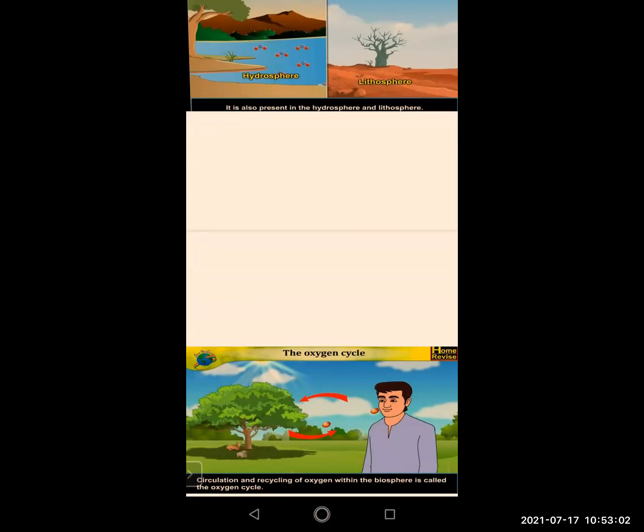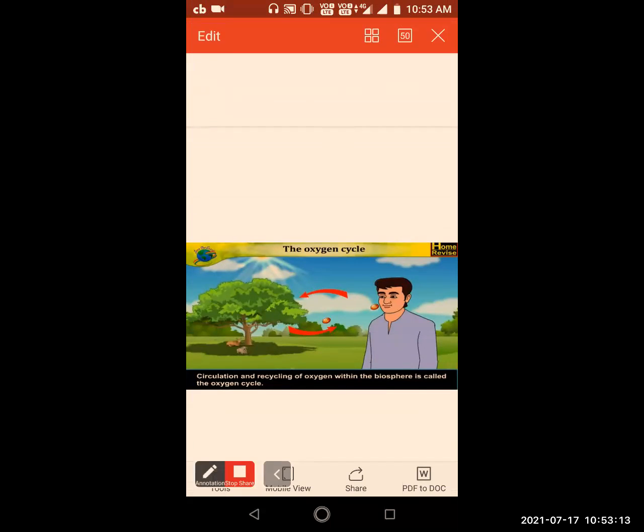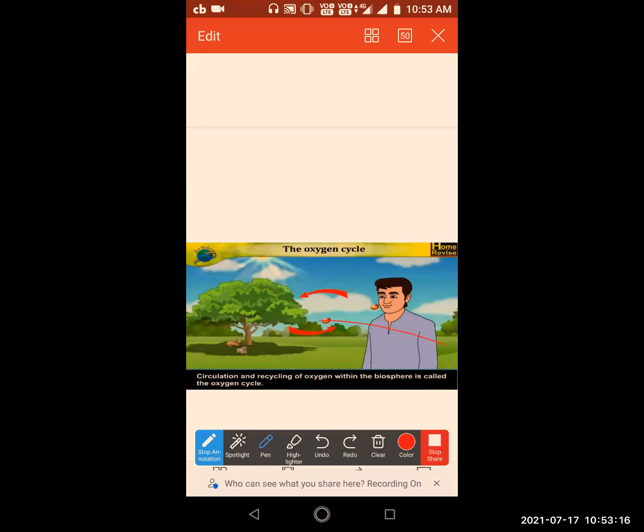Now just look overall here. Circulation and recycling of oxygen within the biosphere is called the oxygen cycle. Look at the definition below. What is the definition of the oxygen cycle? Circulation and recycling of oxygen within the biosphere, not out of the biosphere. I'm talking about within the biosphere, is called the oxygen cycle. Now, this cycle includes both biotic and abiotic.